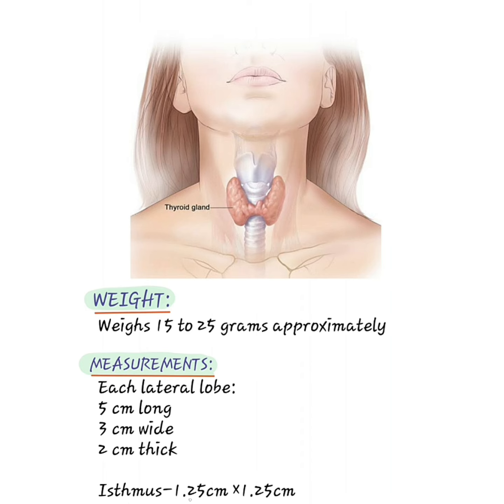Isthmus measures 1.25 centimeters in both vertical and transverse diameters. The gland weighs 15 to 25 grams approximately.